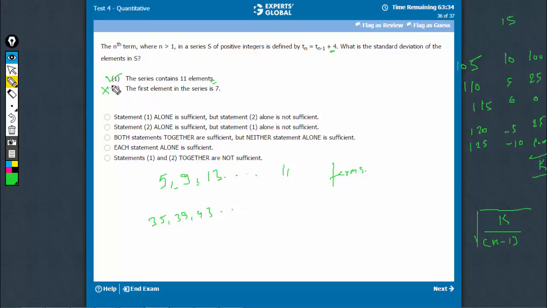Some students would choose option C thinking that the first term is needed. This is a trap. The point is that the first term is not needed as long as the gap is known. Gap we know from the question only, the gap is 4 every time. And statement 1 gives us the number of elements, and therefore statement 1 alone is sufficient.